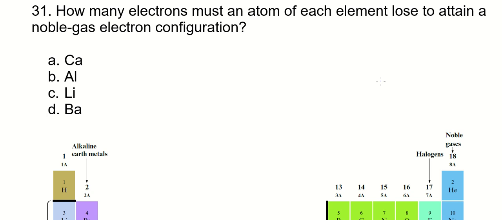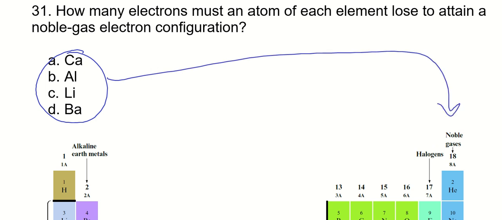Here's a quick problem, but very important. Octet rule, we're going to illustrate that. All of these are trying to achieve the electron configuration of noble gases, and that is the octet rule.